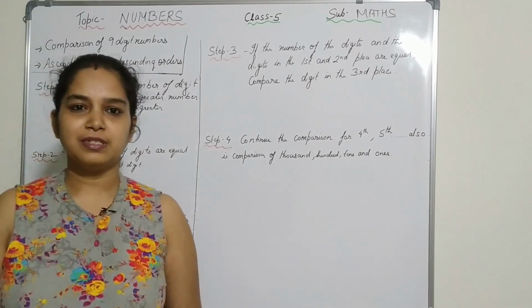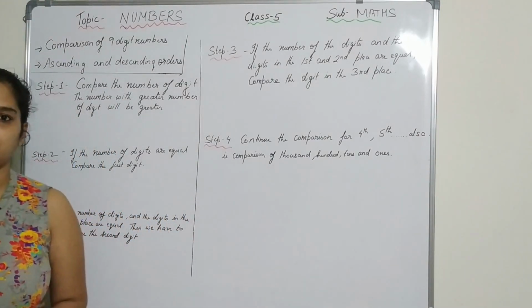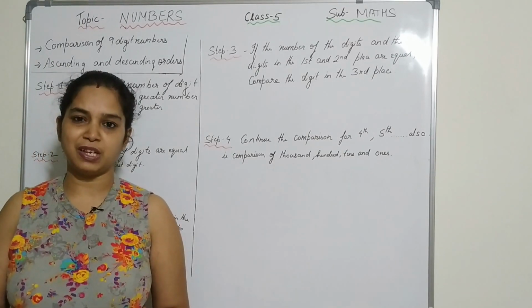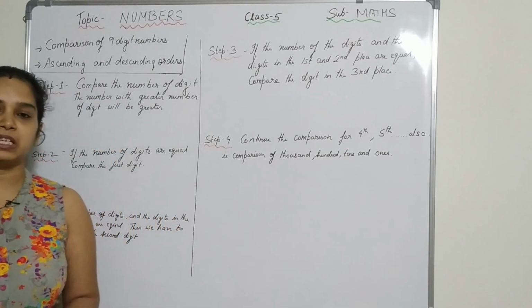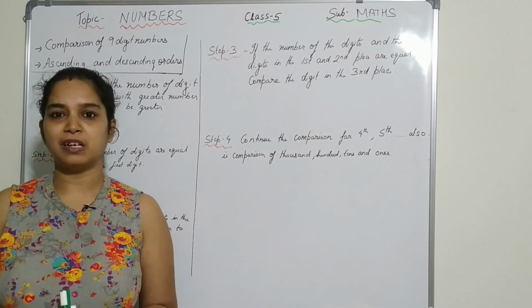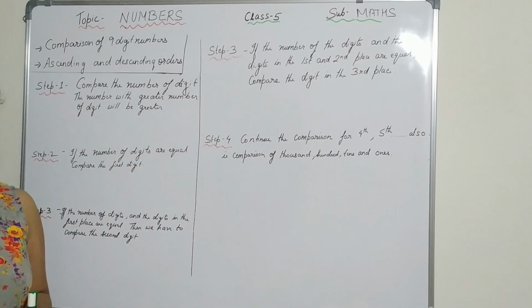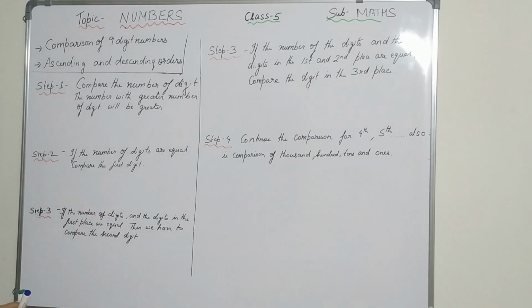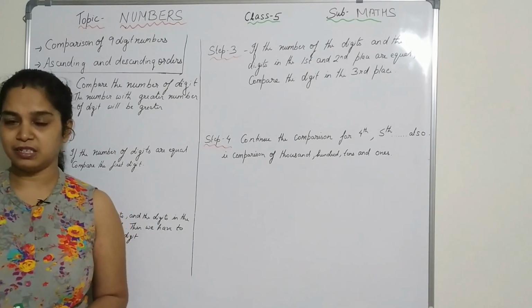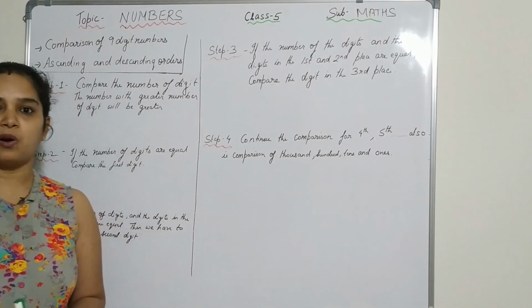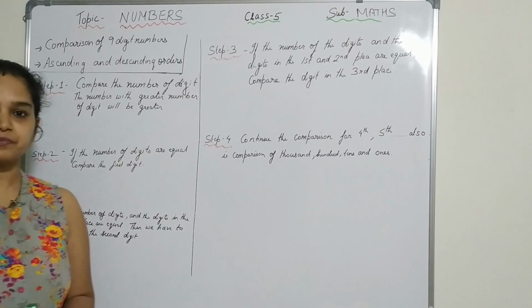Hello my dear students, in my last video we studied the Indian place value system and the international place value system, and also the conversion of the Indian to the international place value system and vice versa. It is a continuation of the last video, and today we are going to study the comparison of 9-digit numbers and also the ascending and descending orders of these numbers.